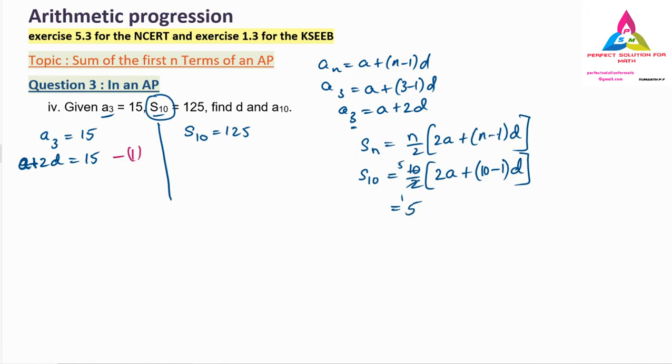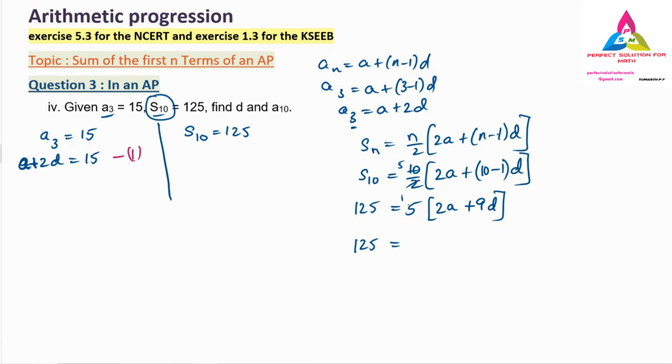So 5 we will write down as it is, 2a we will write down as it is. But what is 10 minus 1? That is 9 into d. So this is the thing. What do we have to do next? Remember, here the S10 value they have already given, that is 125. So 125 we will keep as it is.